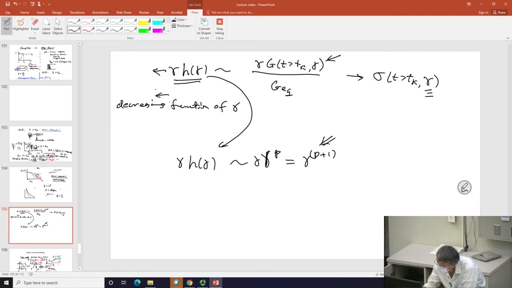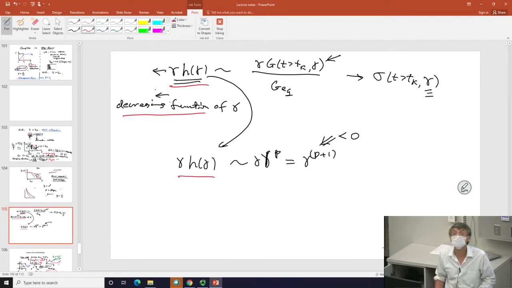This exponent is less than 0, because p is lower than -1. So this I proved. I just proved for you that this behaves as a decreasing function of gamma, on the left, according to the data. On the right, it says this is nothing but stress at various times.